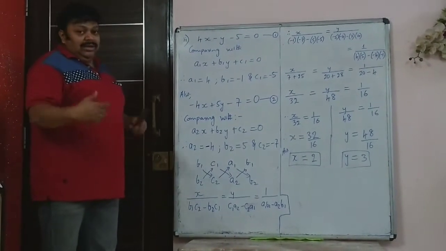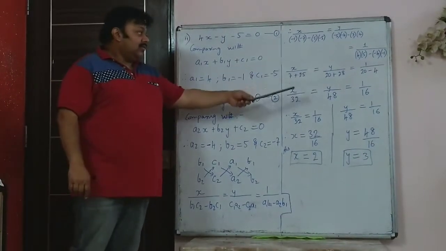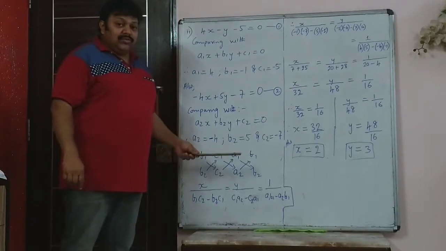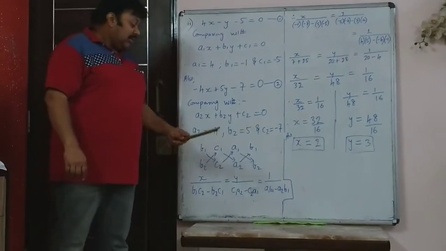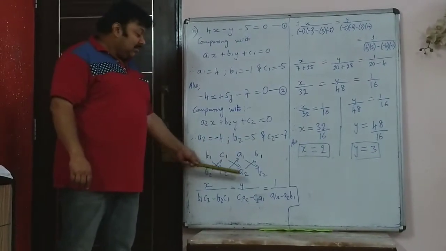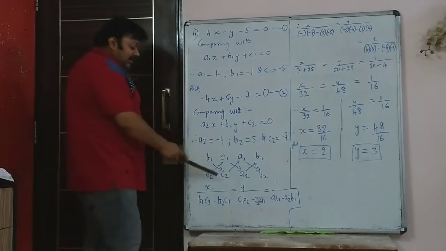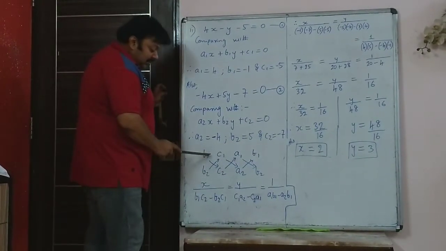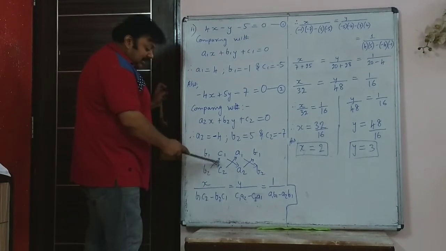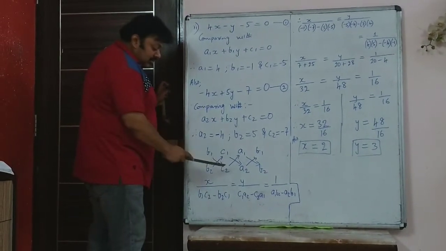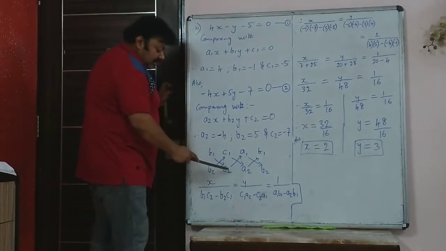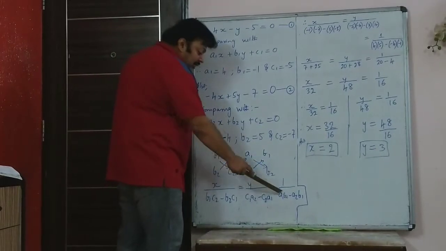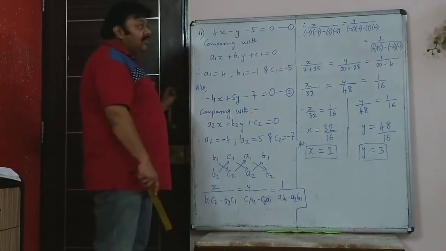Now, I frankly have not learned the formula by heart. So I have to write BCAB. Before Christ, After Birth, BCAB. Number 1 on the first line and number 2 on the second line. Then I am pairing 2, the next 2 and the third 2. So x upon b1 c2 minus b2 c1 equal to y upon c1 a2 minus c2 a1 equal to 1 upon a1 b2 minus a2 b1.